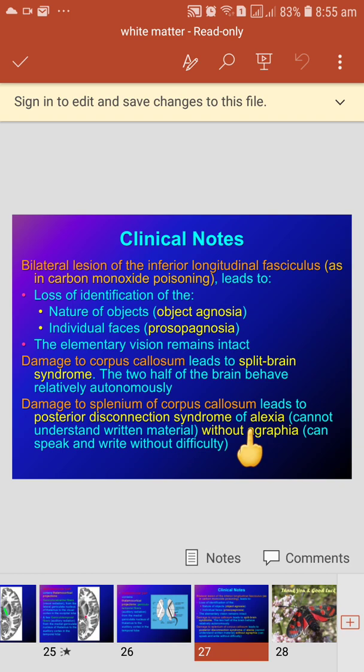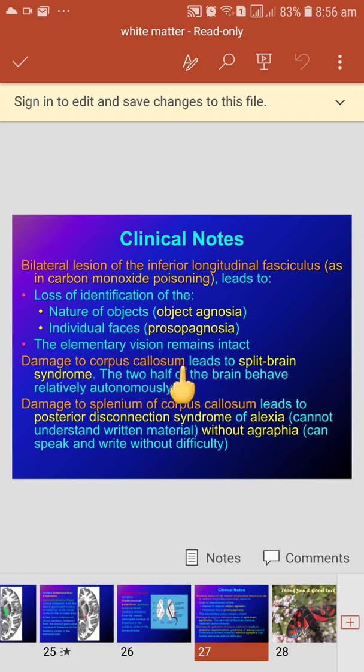Some clinical features: a bilateral lesion of the inferior longitudinal fasciculus, as in carbon monoxide poisoning, will lead to the loss of identification of the nature of objects, which is known as object agnosia, and of individual faces, which is prosopagnosia. The elementary vision remains intact.